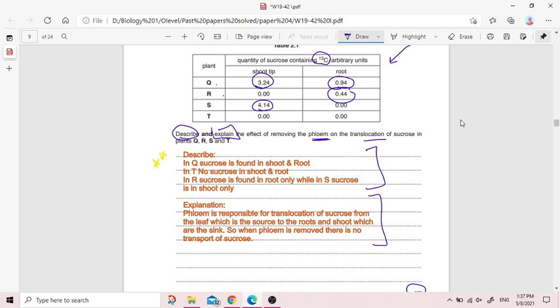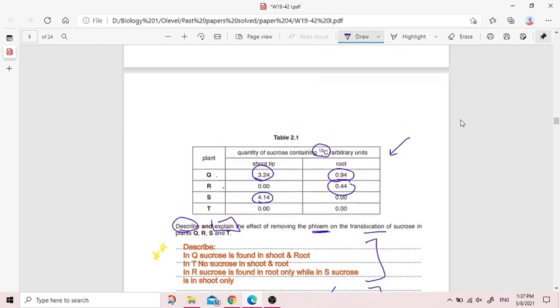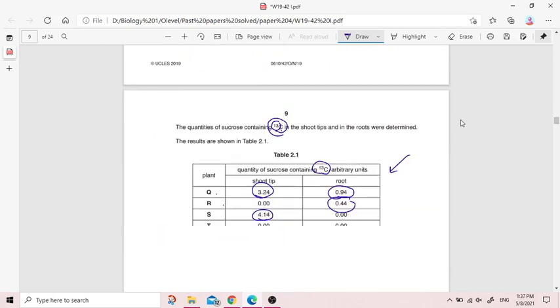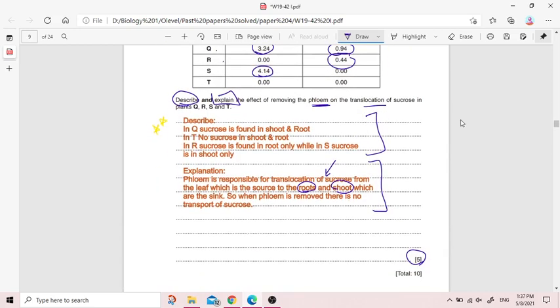Number 1, I know that the phloem is responsible for the translocation of sucrose from the leaf, which is the source, to the roots and the shoot, which is the sink. So, when you remove part of the phloem, this sucrose will not be translocated. It will not move to the sink. This is why the experiment gave me these results.